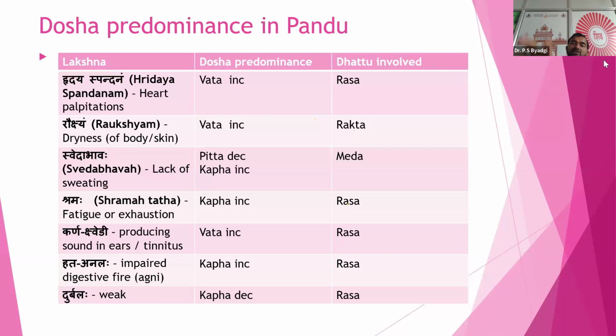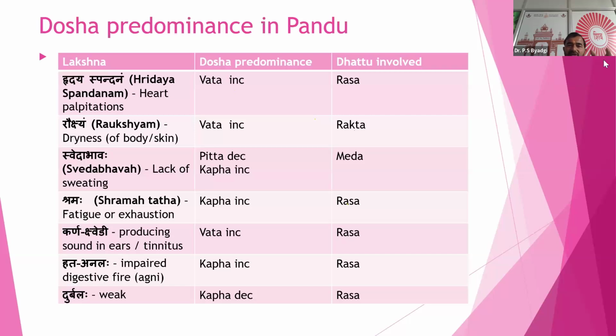So the dhatus involved in the Sweda Bhava are maybe, that's why, Alparakto, Alpamedasko, Nisaraha, Sitilendriyaha, where the Rasa and Rakta and the other dhatus get deranged. Based on these presentations, we can say that Hridaya Spandanam is because of the Rasa dhatu. Raukshata, in comparison, is with the Rakta dhatu, Sweda Bhava with Meda, Srama with Rasa, and Karnak Sweda. In case of Rasa dhatu Kshaya, it has been mentioned there. So in the Rasadhatu Dusti, the Hatanala will be there, Durbala. These are some of the presentations.